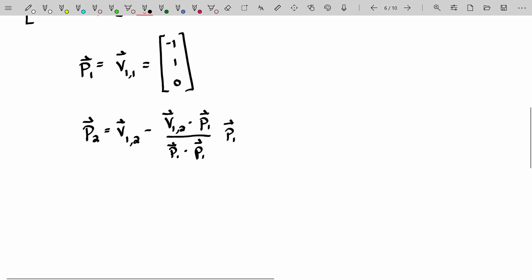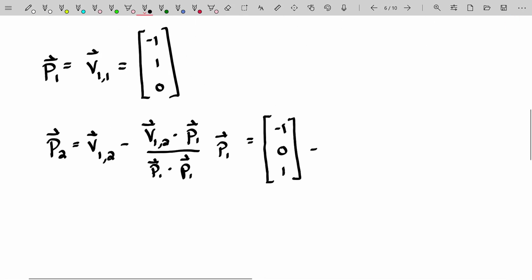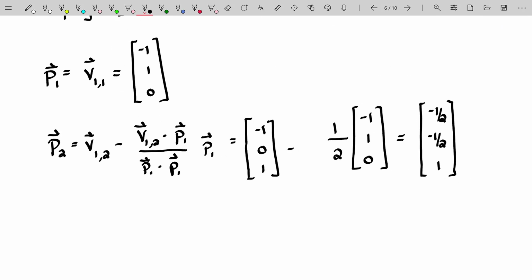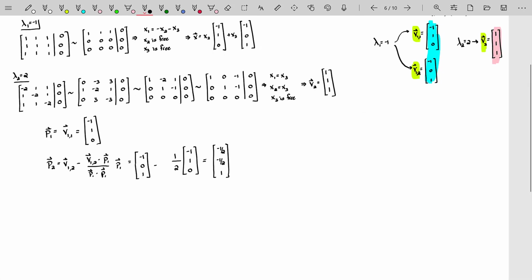Doing the work behind the scenes here, we get that P sub 2, which should be orthogonal to P sub 1 now, is -1/2, -1/2, 1. You should take the dot product between P sub 1 and P sub 2 just to make sure, but it is true. When you take the dot product, you get +1/2, -1/2, plus 0. That's going to be 0. You can also double check that these are still orthogonal to v sub 2, the pink vector up here. I'll leave that for you to double check.